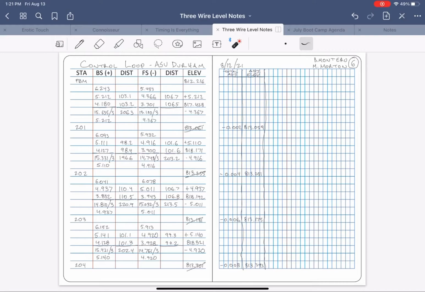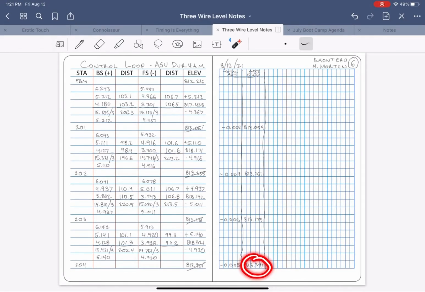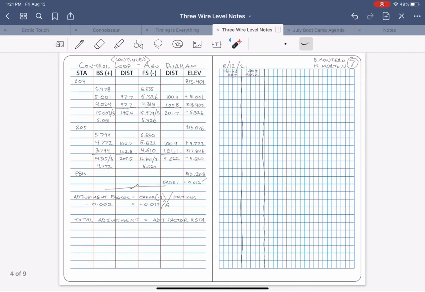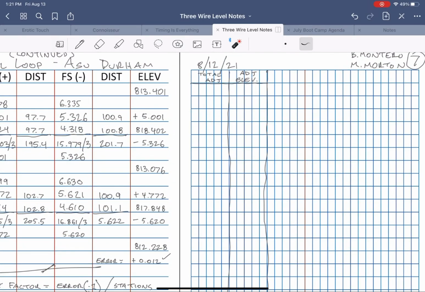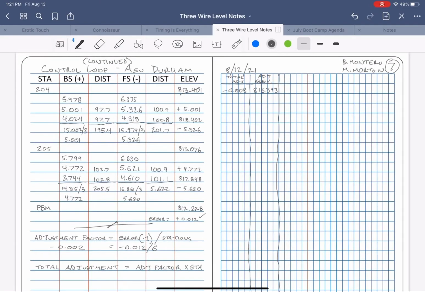Since we're running on to the next page, we're going to take that adjusted elevation at 204 of 813.393 and copy it into the adjusted elevation column on the next page. I'll bring the strike through over and the total adjustment as well. Moving on to our fifth station, total adjustment of negative 0.010, adjusted elevation of 813.066.